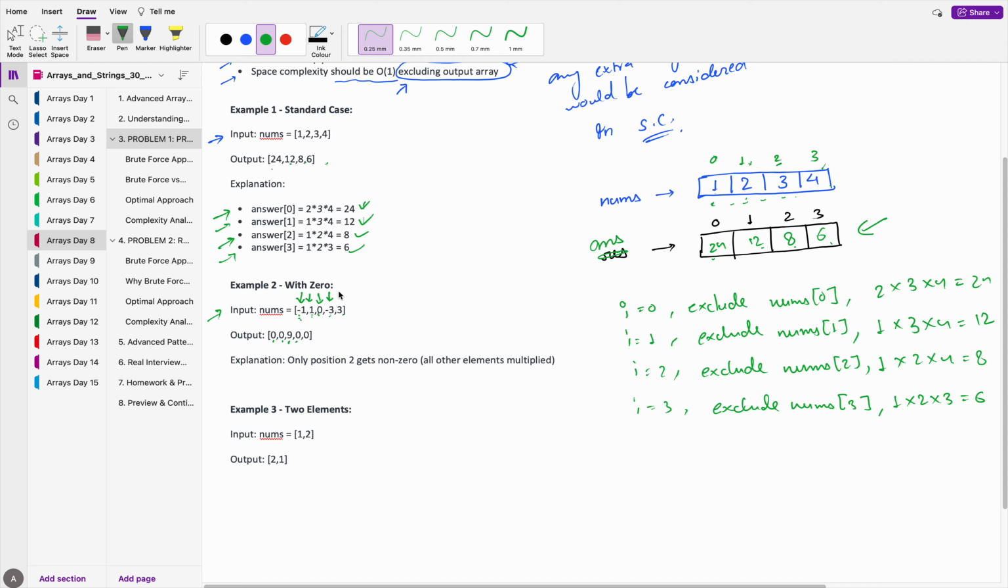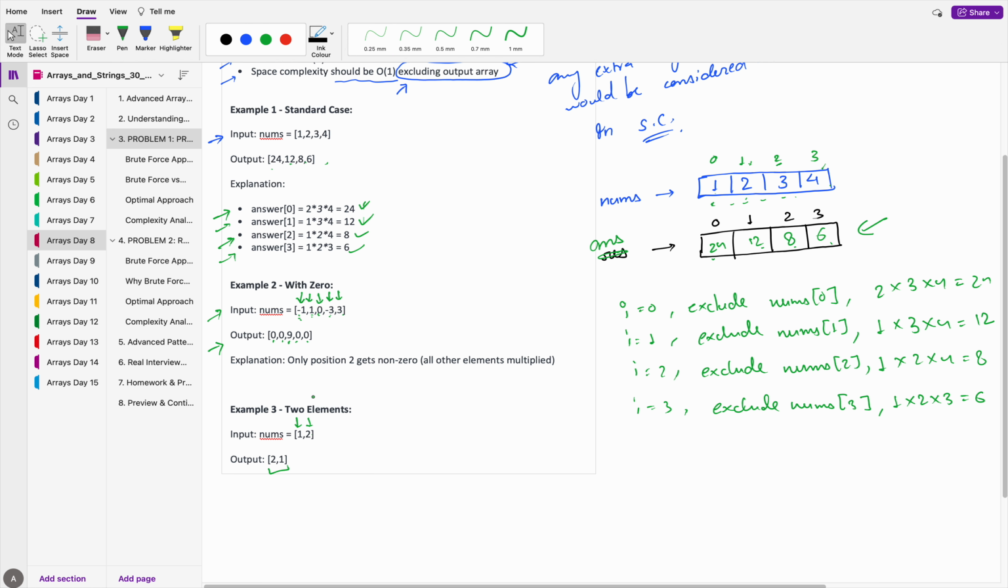So 0 multiplication 0 ho jayega. For 3 also 0 would be there. So that's our output. If there are only two elements, obviously they would be, I mean, you can say swapped. They look like they are swapped, but obviously for one, two would be the answer, and for two, one would be the answer. That's why two and one हो जाएगा.